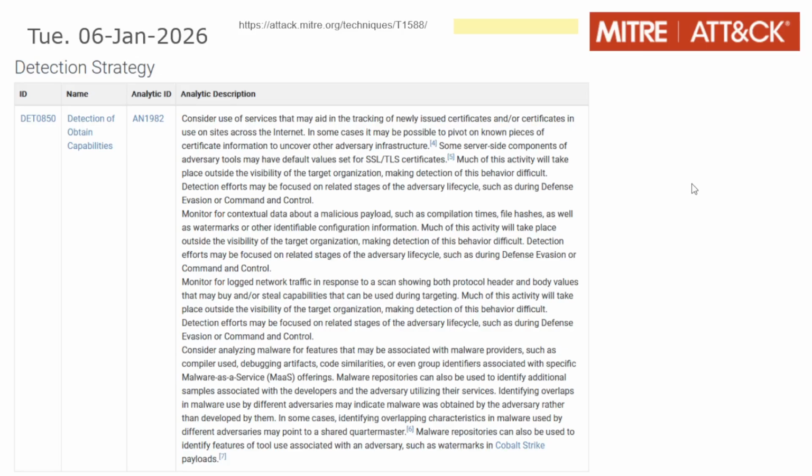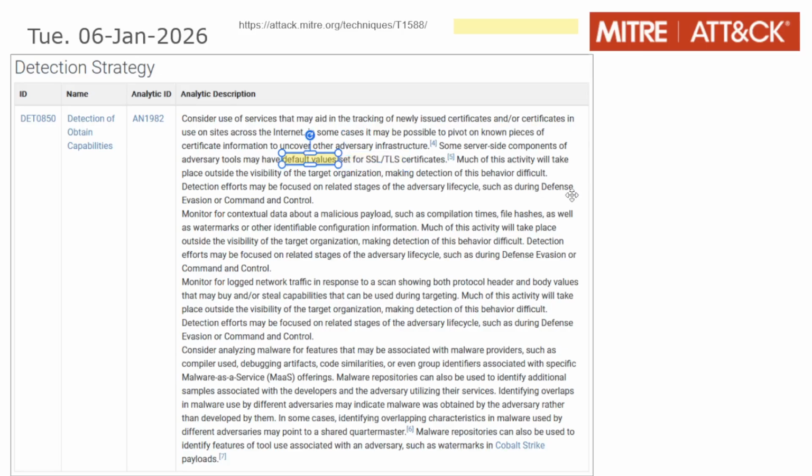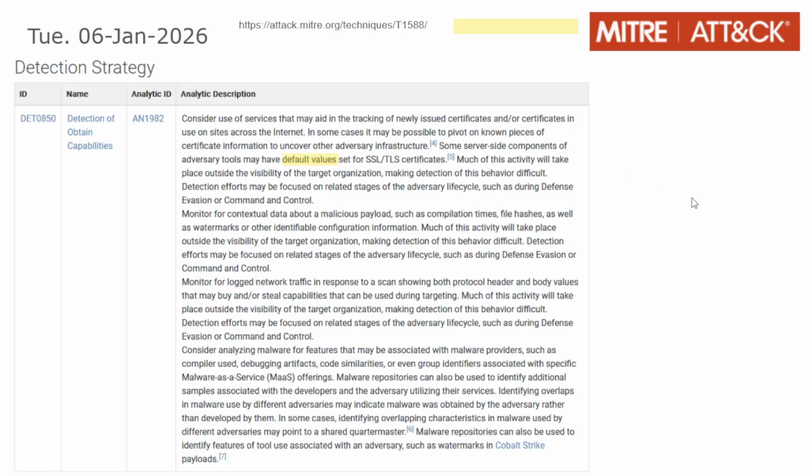In some cases, it may be possible to pivot on known pieces of certificate information to uncover other adversary infrastructure. Okay, some server-side components of adversary tools may have default values set for SSL and TLS certificates. Default values, yes, also interesting. Let's mark that down. That's also a classic. So looking for default values in configurations. It looks like something real, but it's just a default value. There's no real value behind it.